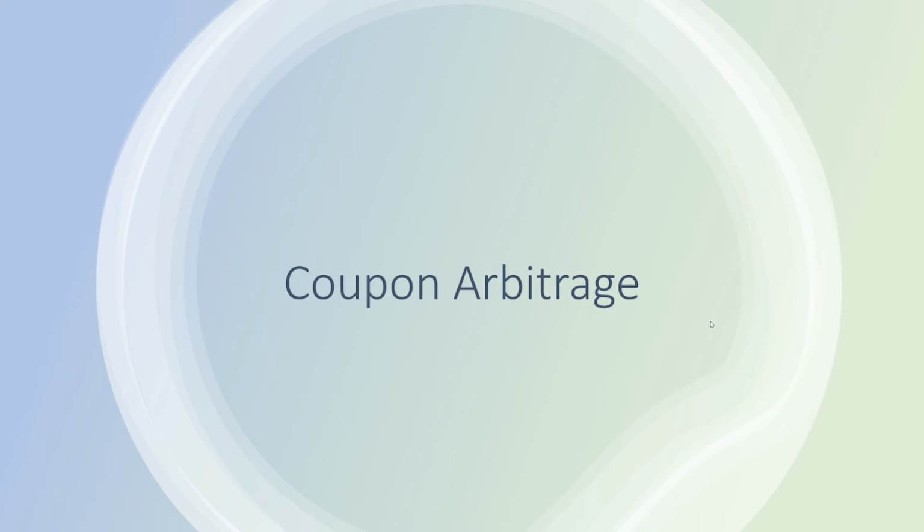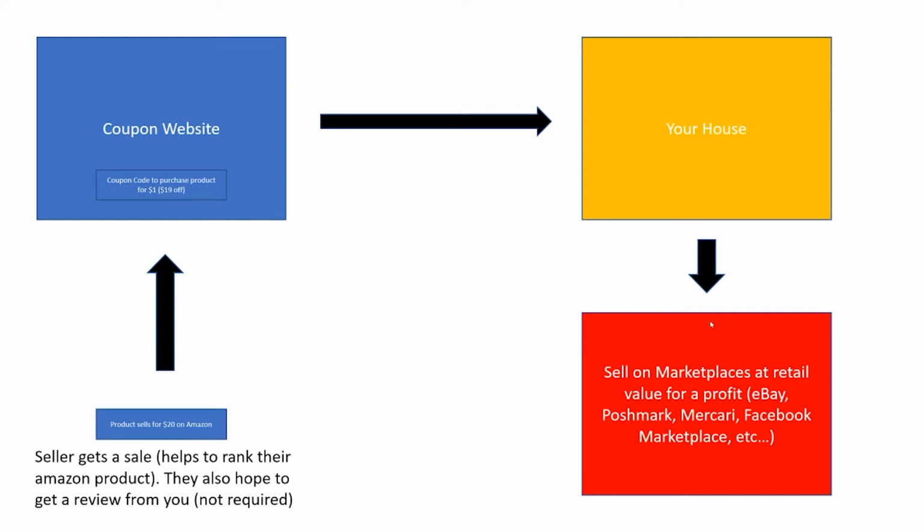So the first method that we're going to cover is coupon arbitrage. Now, what is coupon arbitrage and how does it work, right? So basically what you're going to do is you're going to go to a coupon website where you're going to get discounted Amazon products.